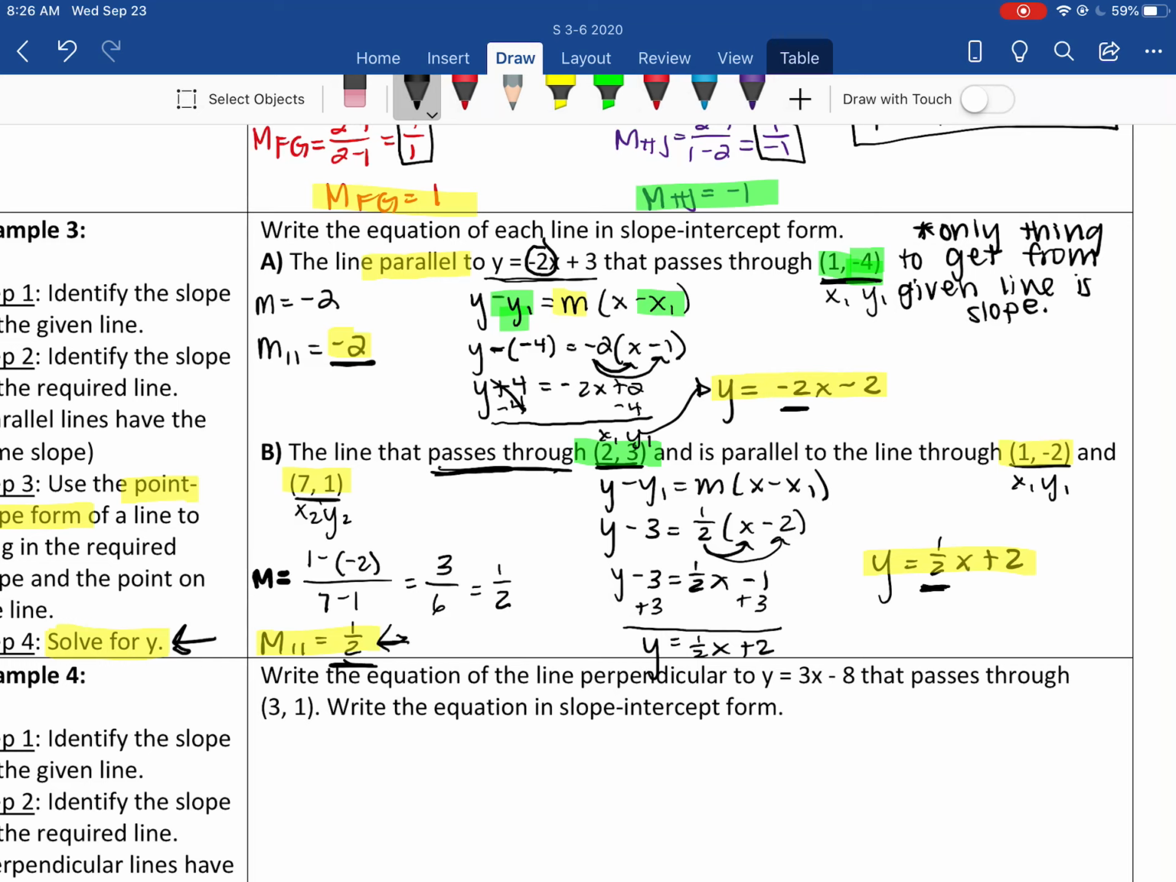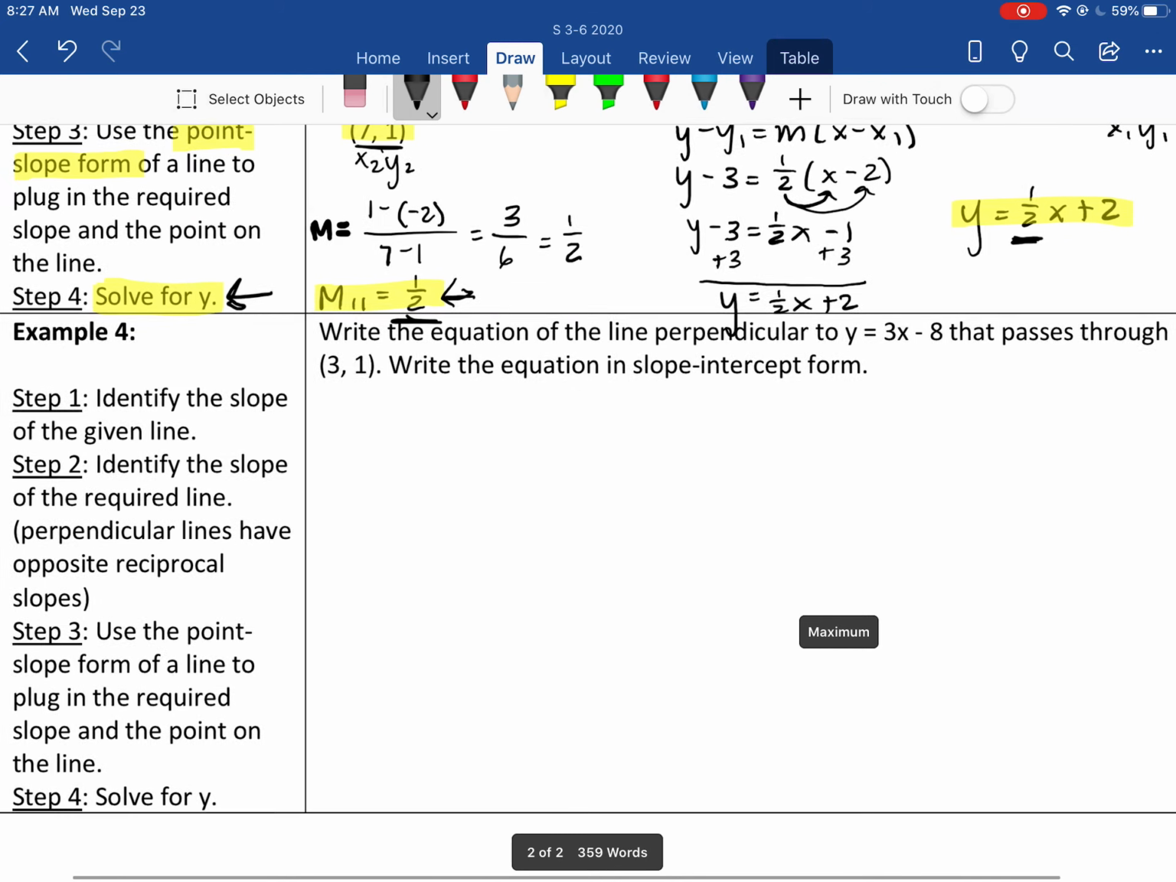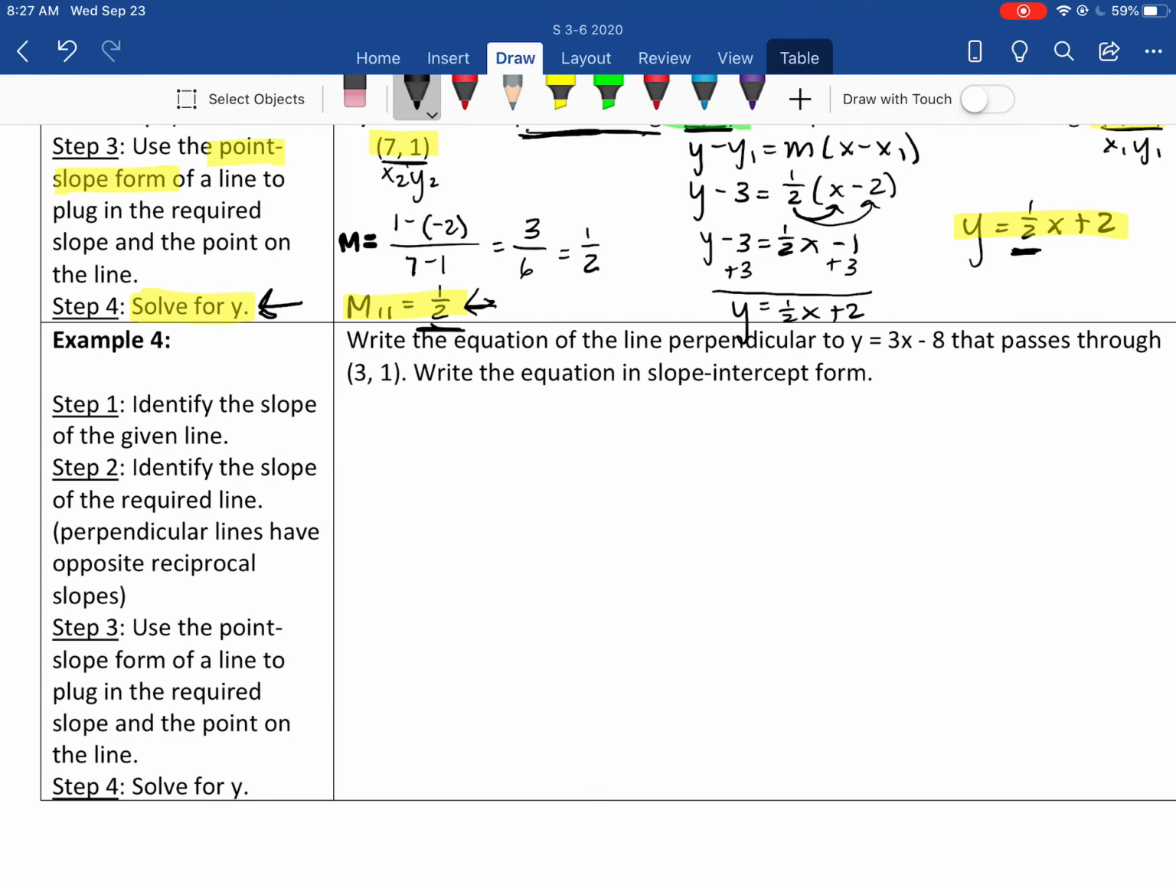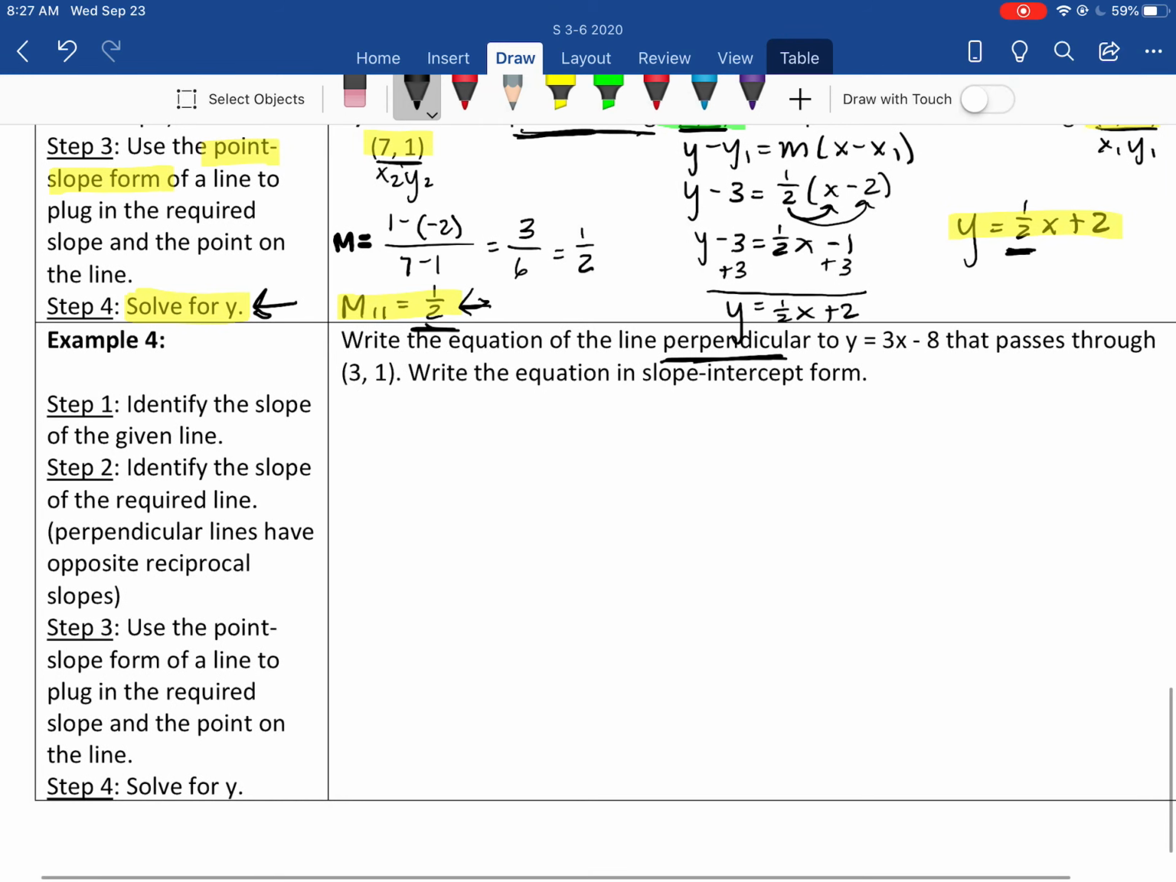Okay, so when you are given 3 points, figure out which ones you need to use to find your slope. Then figure out which ones you need in order to write your new equation. All right, now we're going to do the same thing, except this time we want perpendicular to my given line. So again, we need to identify our slope, flip it and make it negative or positive, and then use point slope form and solve for y.